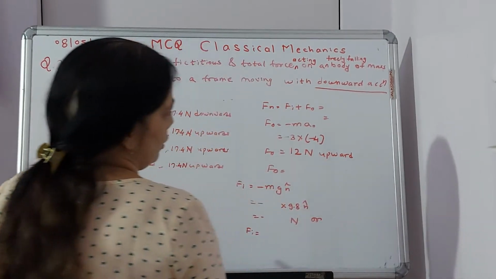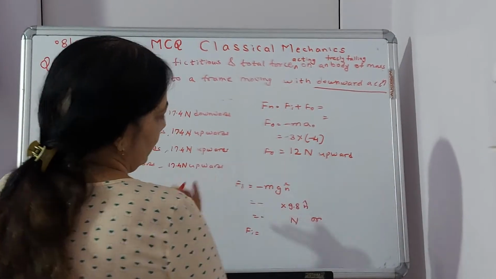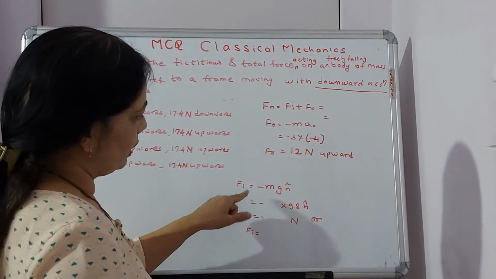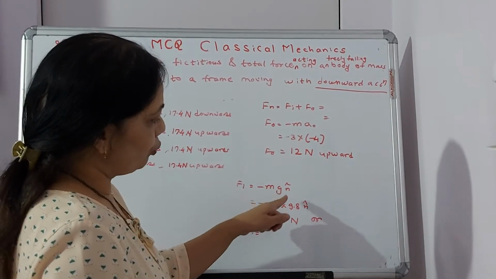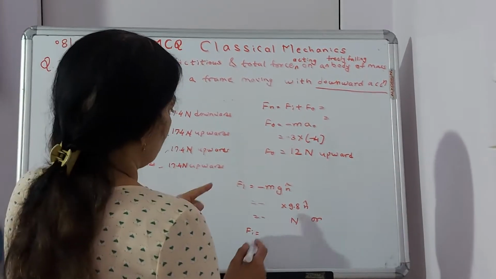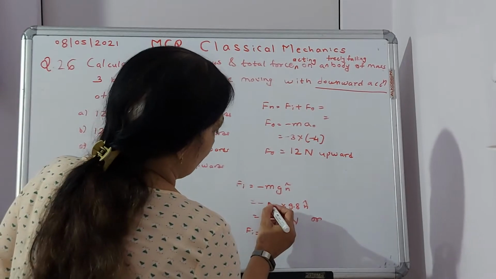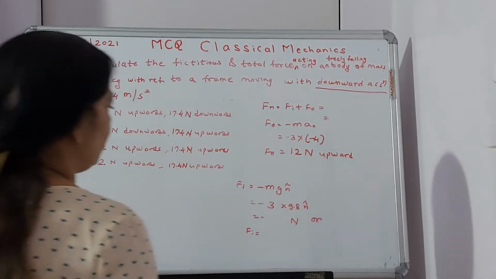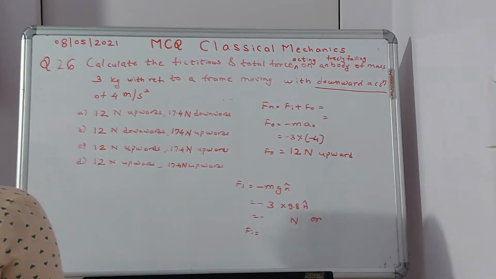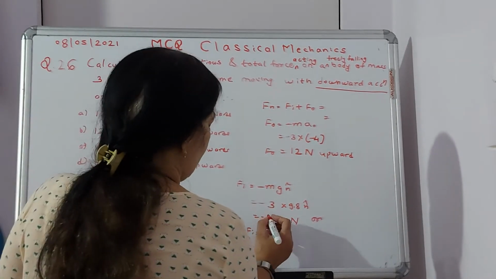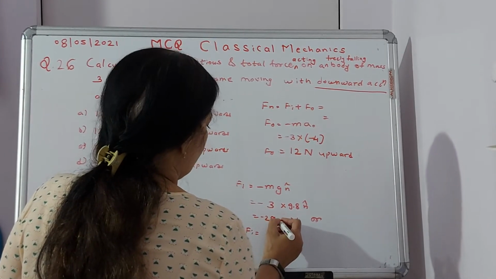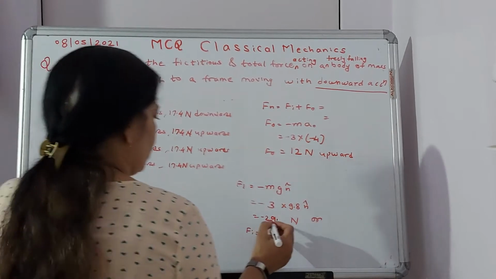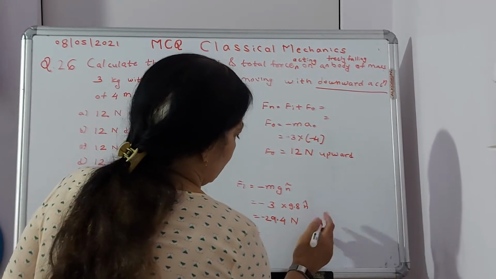Next question. So here next thing I want to find is Fi. What is Fi? Minus M into Gn, right? So how much is my weight? It's 3 kg. Right? So if we multiply minus 3 into 9.8, we are going to get the answer to be minus 29.4 newton downwards.